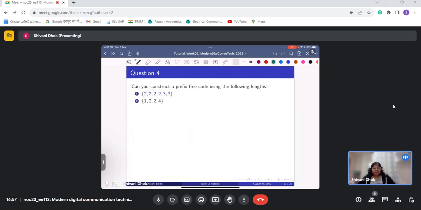So this entire week was basically related to Kraft inequality, prefix-free codes and that. So most of the questions that we'll be solving will involve the Kraft inequality so that you get a hold on it, how to use it and all.